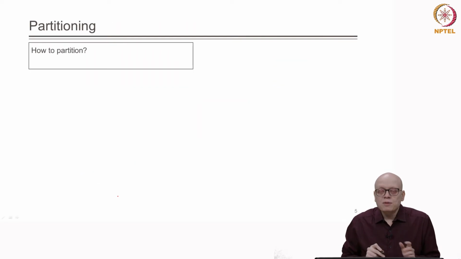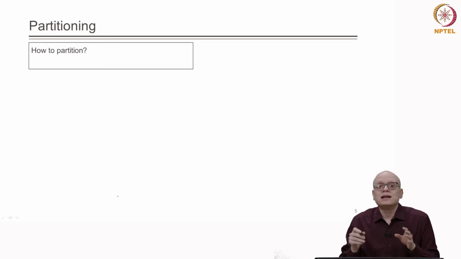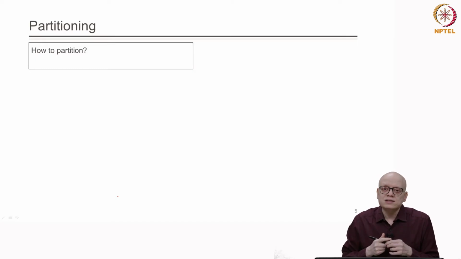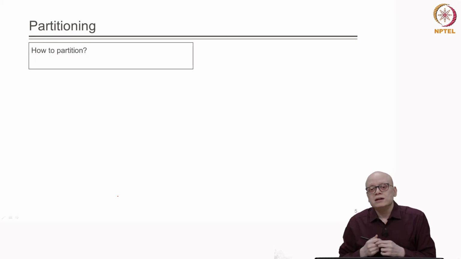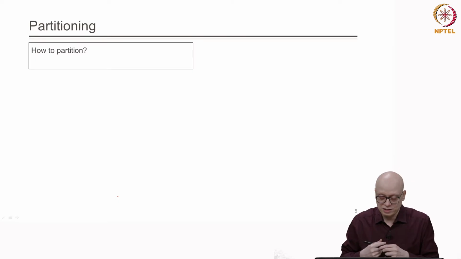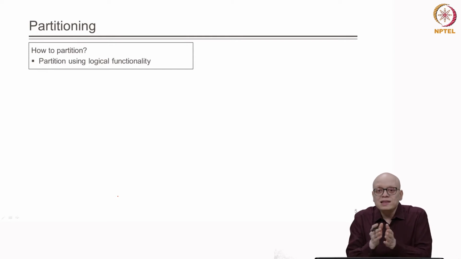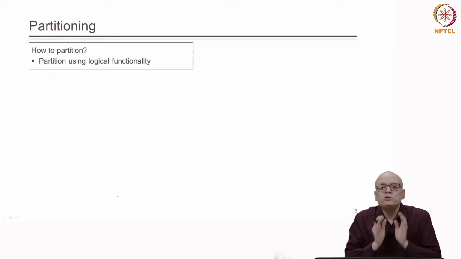When we have a very big design, very big in terms of the number of gates or transistors it contains, we partition it into smaller parts. Now, how do we proceed with partitioning? One natural way is to partition using logical functionality, meaning that if we have a chip, we think about what part of the chip is doing some function and we group them together.